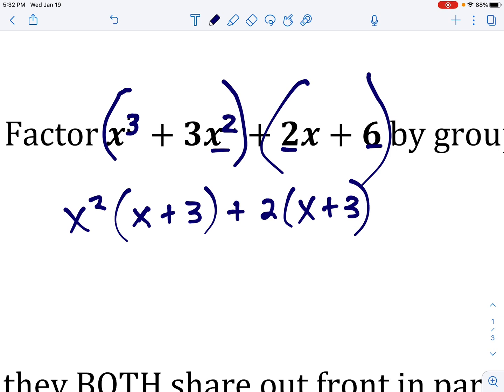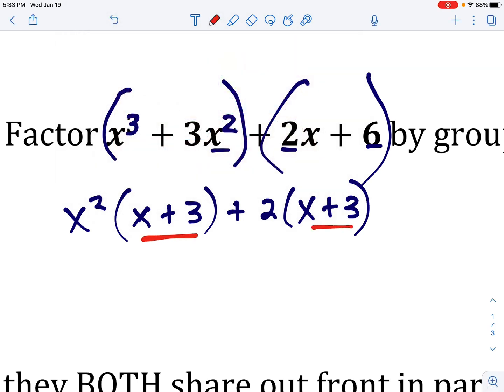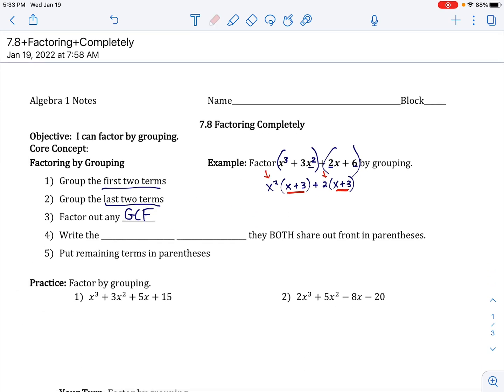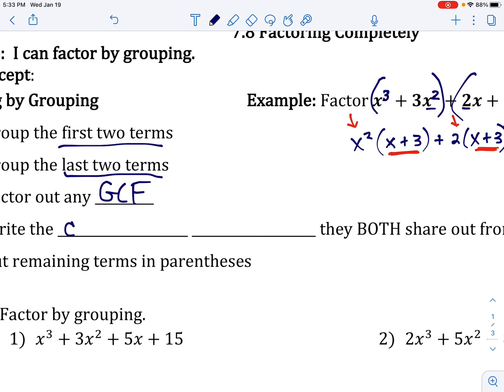If you notice, this is the whole idea. The whole idea is to get this to be our common factor. Both of those should be exactly the same. When I take out the greatest common factor of both of our groupings, I should be left with exactly the same factors inside parentheses. That is the common factor that both groups share. So now I'm going to take that common factor and write it out front. So this part's going to say write the common factor.